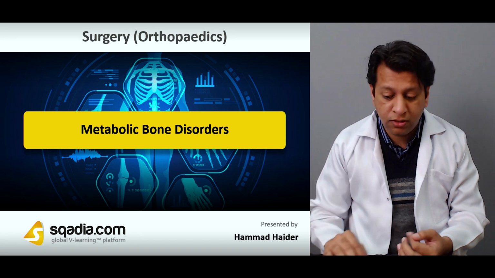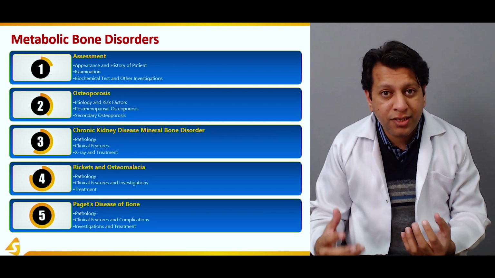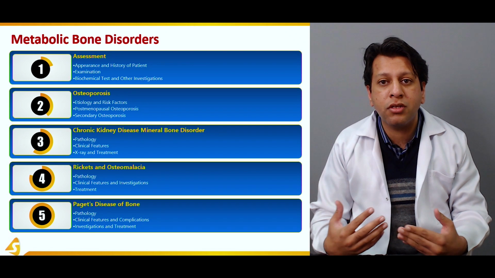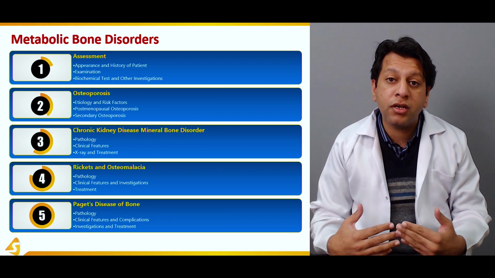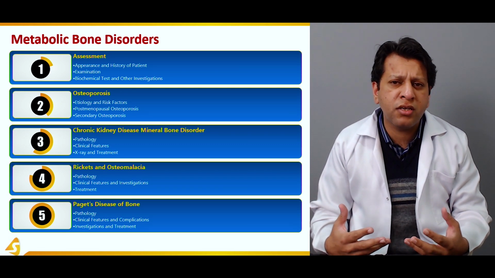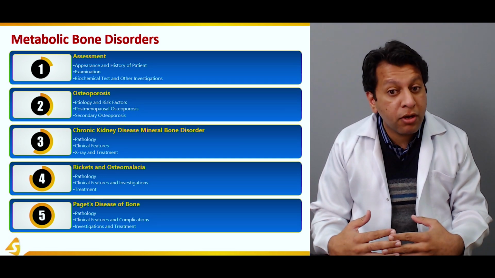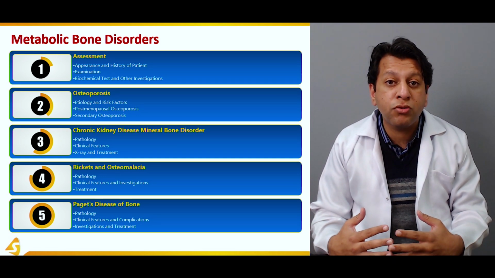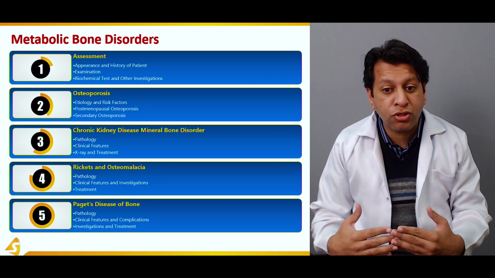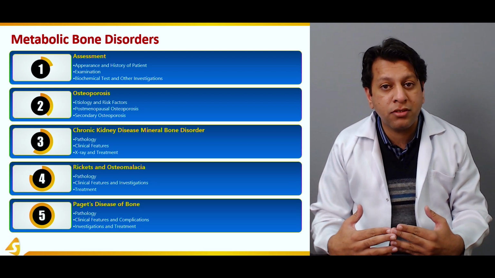which affect the bone. In this topic lecture, we'll be going through first how to assess metabolic disorders, what are the different metabolic disorders, their signs and symptoms, and how to take a patient's history when they present with subtle bone pains and aches and all these things. Then examination, and what are the biochemical tests and other investigations which point to certain specific metabolic disorders such as osteoporosis, chronic kidney and mineral bone disorders, rickets, and Paget's disease.